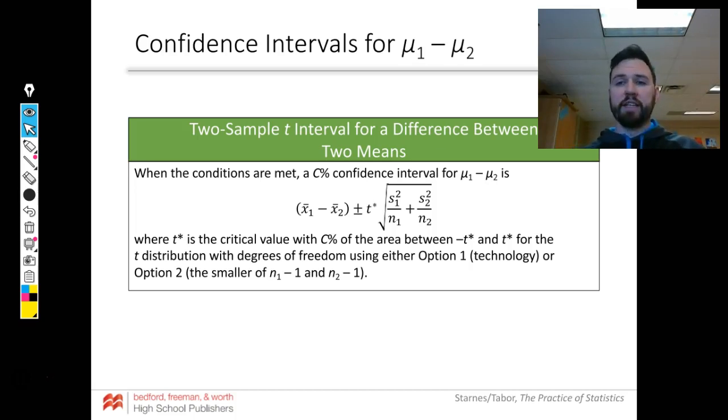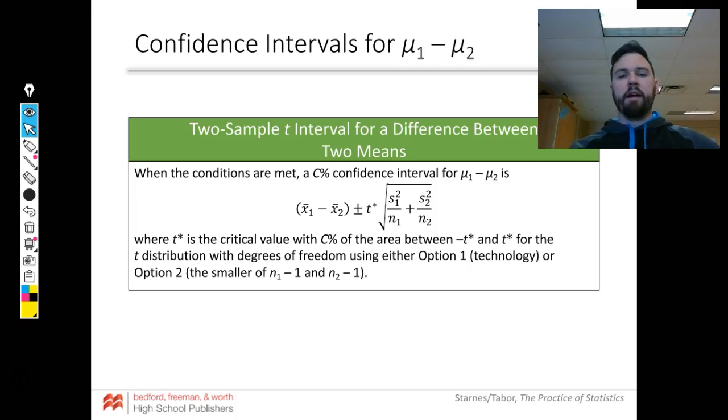Your mean is your x1 minus x2. Your t is still the same as before. Remember we use t because it's more accurate for means. And we're using our standard deviation formula from before. Square them, add them up, square root them.